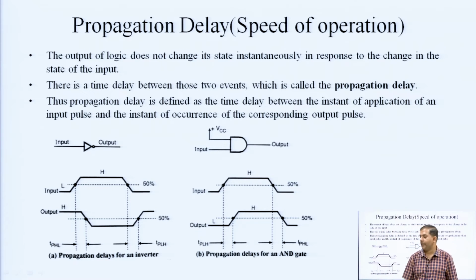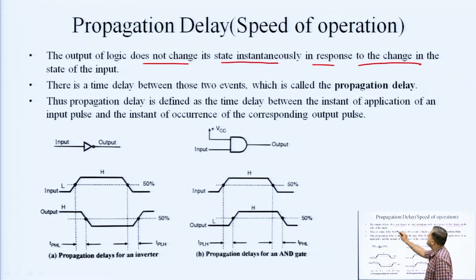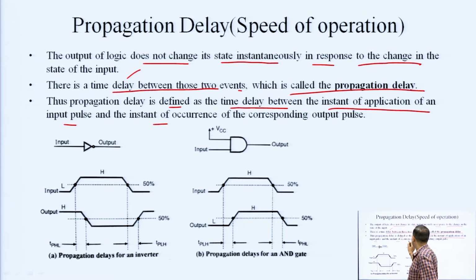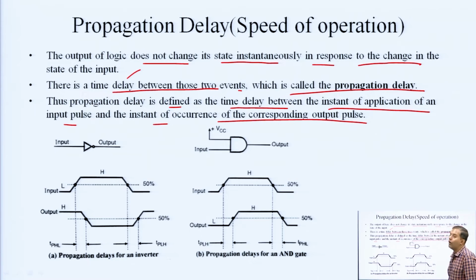Then propagation delay or speed of operation. The output of a logic circuit does not change state instantly in response to a change in the state of the input, right. There is a time delay between those two events, which is called the propagation delay. Thus, propagation delay is defined as the time delay between the instant of application of an input pulse and the instant of occurrence of the corresponding output pulse.